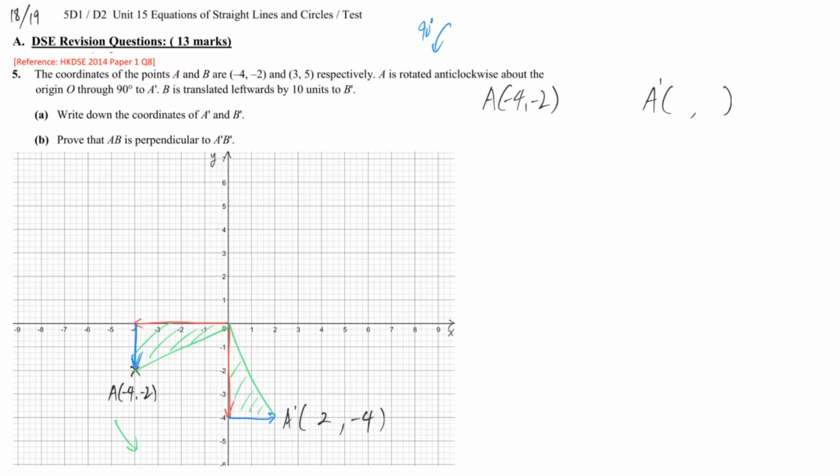We just write down the coordinates, no step can be written down, so 2, -4, but don't forget to double check. Alright, B is (3, 5). It's much easier. To find B from the origin, go right by 3 and then go up by 5, so this is point B.